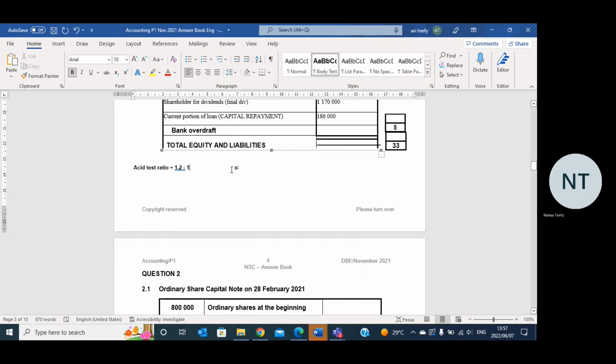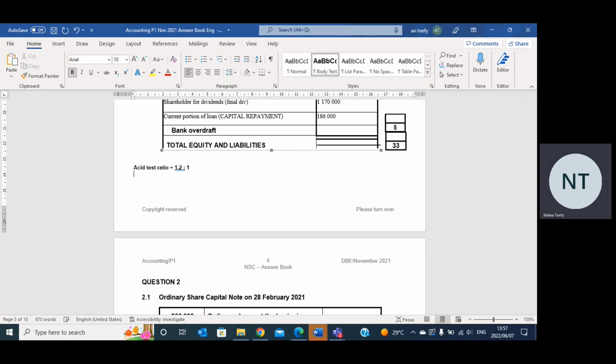Let's do it below. It's 867. So that it's the current liabilities which we are looking for. We're actually looking for our current liabilities, right? So how do I actually do that? Okay.